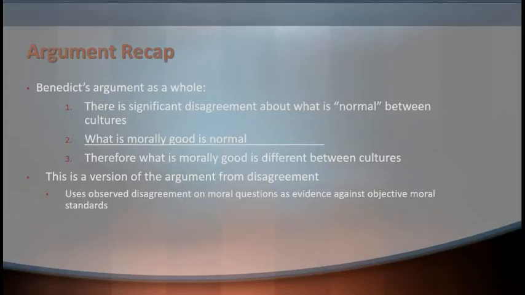So, I know that's a lot of stuff all very quickly. So let's recap real quick. Benedict's argument as a whole has three moves. There is significant disagreement about what is normal between cultures. What's morally good just is what's normal for a culture. Therefore, what's morally good is different between cultures.